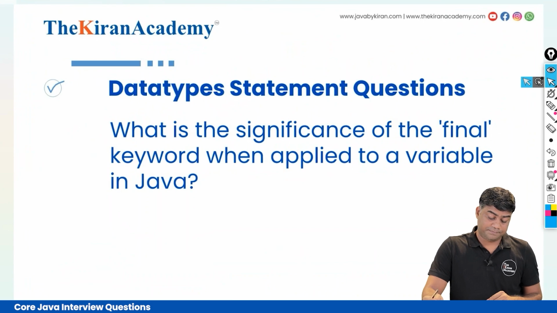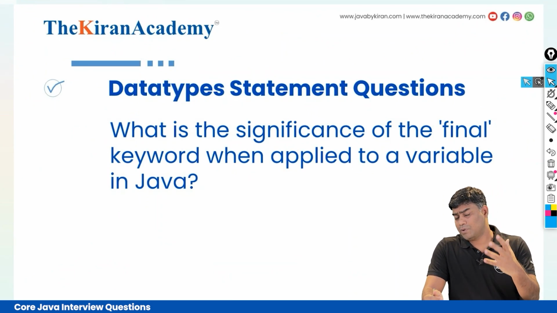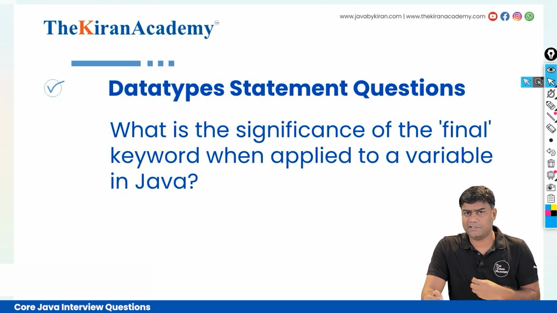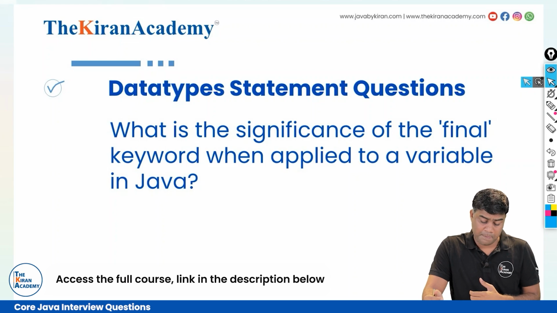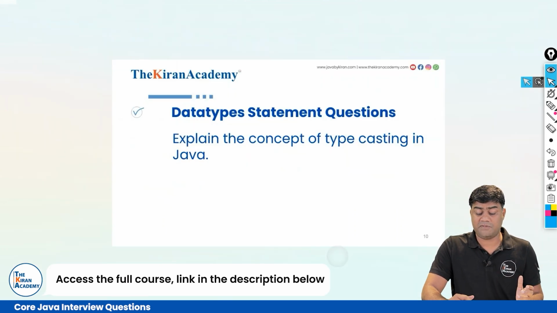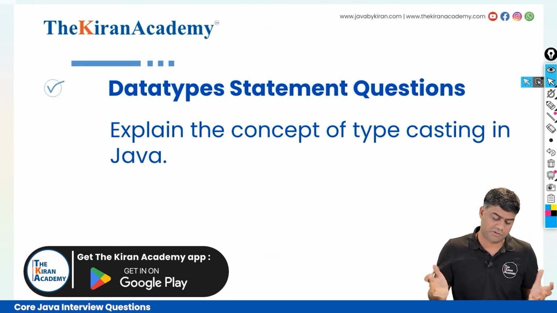Coming to next question. What is significance of final keyword when applied to variable in Java? You can see more things on final in my final chapter. In this course, I have included one video especially for final. So final means you cannot change. It's very simple. So if you make variable final, you cannot change value.